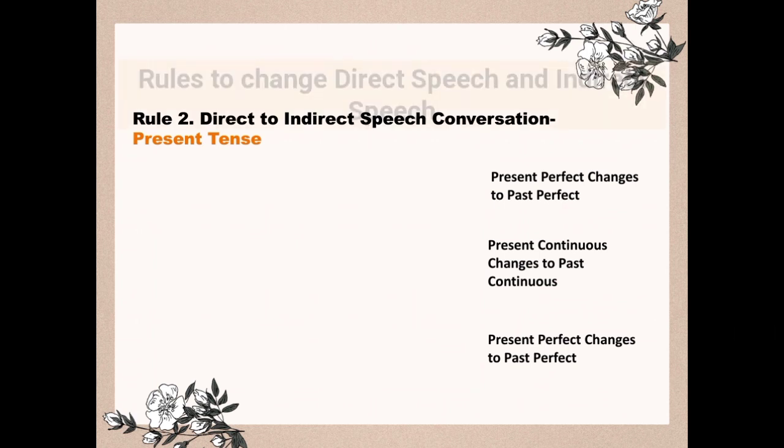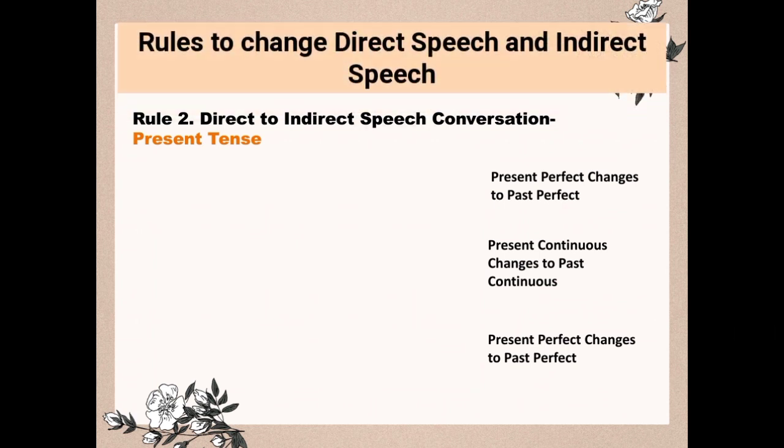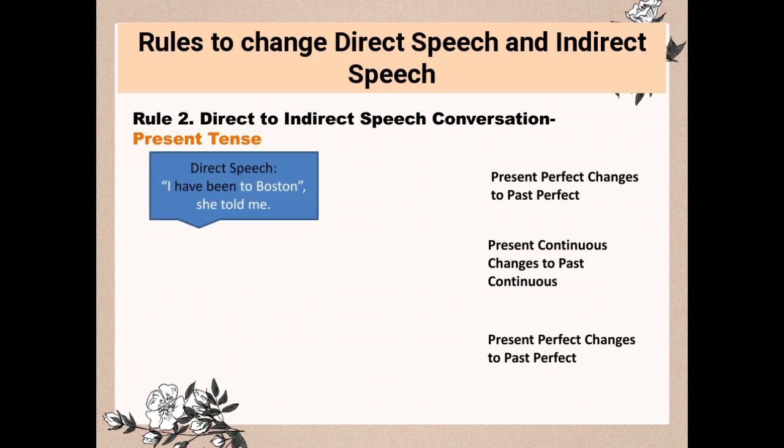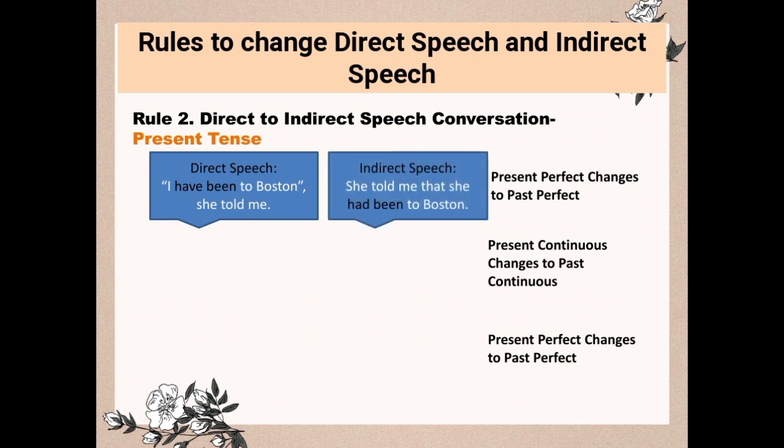Rule number 2, the present tense. Present perfect changes to past perfect. So the direct speech is a present perfect: I have been to Boston, she told me. And the indirect speech that changes to past perfect is, she told me that she had been to Boston. Okay, did you see the difference? The present perfect and the past perfect. Have been to had been.